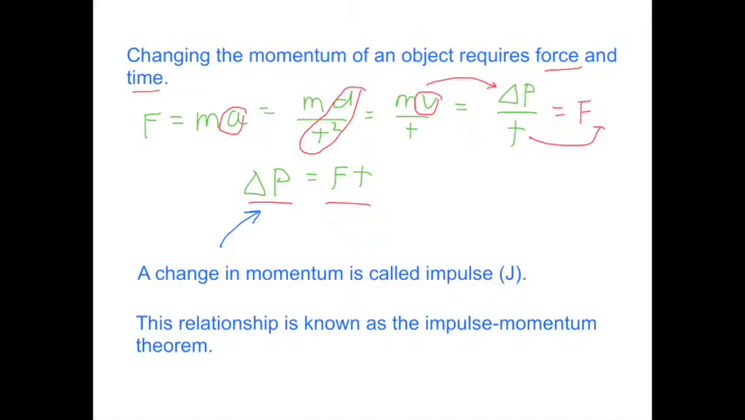So first of all, the change in momentum is called impulse, which we express with the variable J, not to be confused with the variable J that we use for joules. The relationship between impulse and momentum is known as the impulse-momentum theorem, and that basically refers to this equation up here, where impulse equals force times time. So we're going to look at some applications of that.